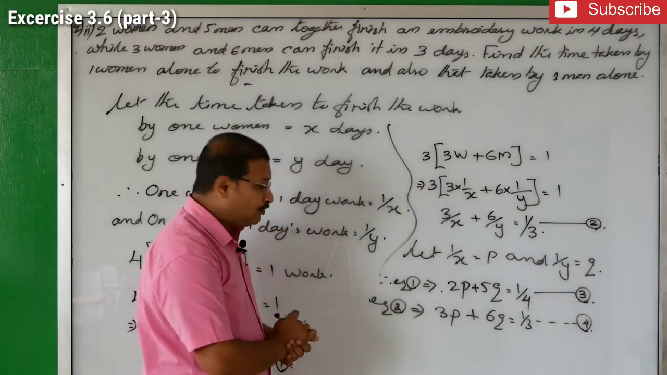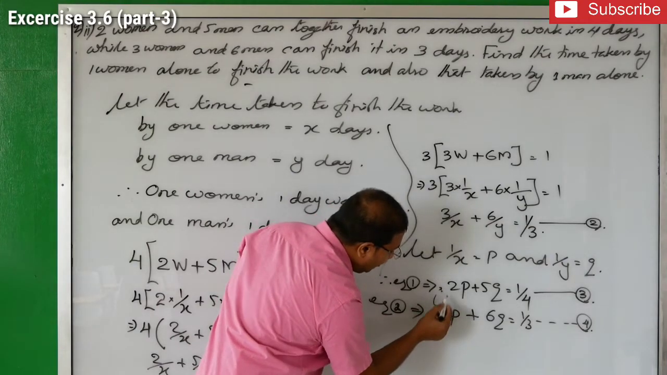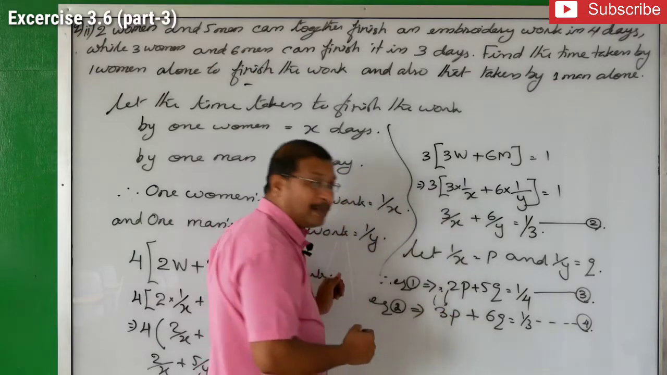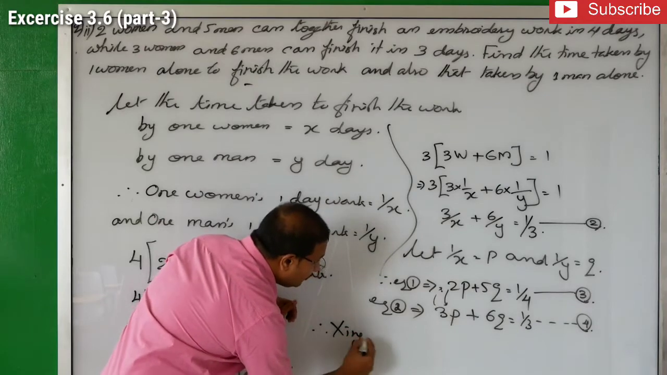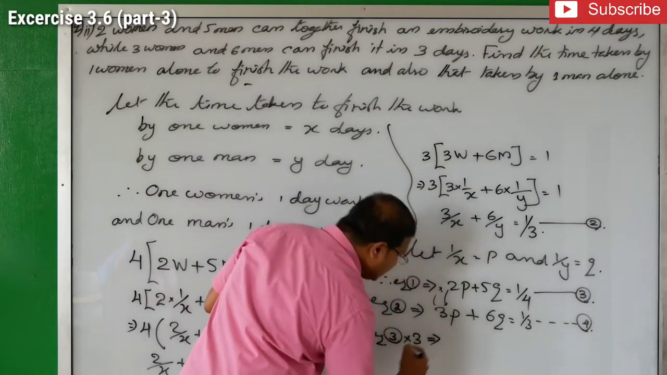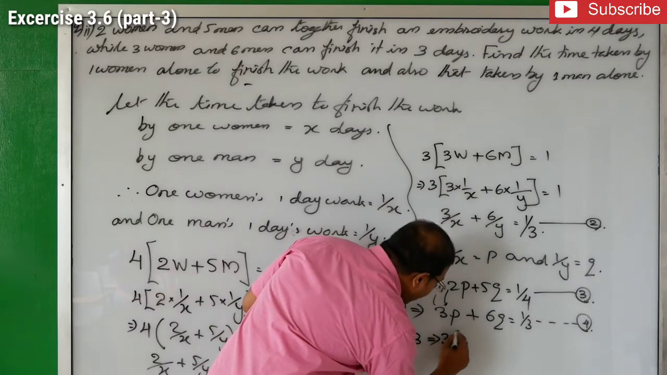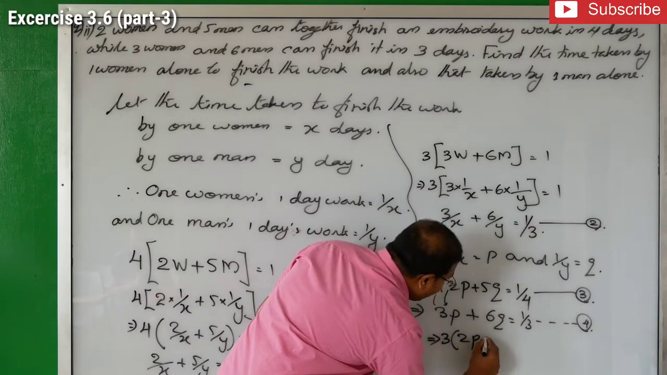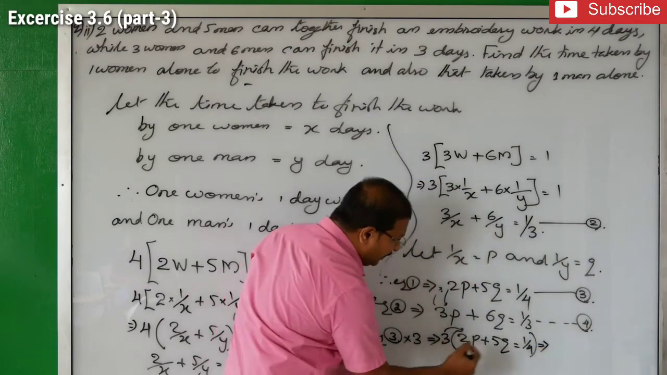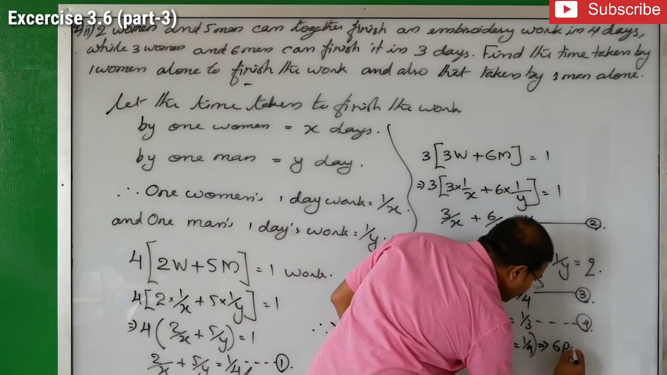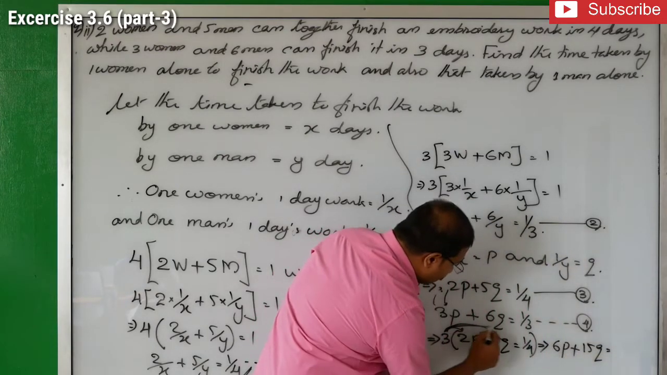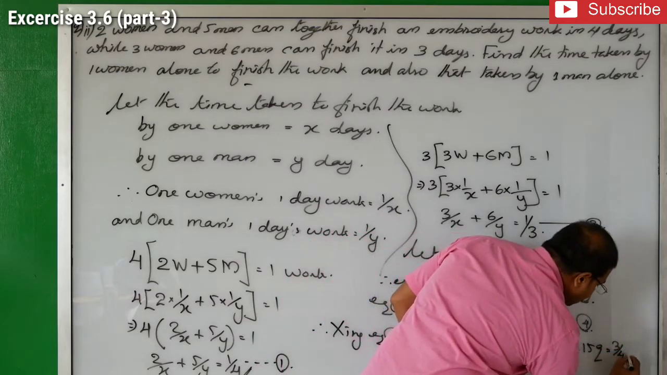Now we will equate the coefficients. Here we will multiply the third equation by 3 and the fourth equation by 2. So equation 3 into 3: 3 into this entire equation, 2p plus 5q equals 1 by 4, gives 6p plus 15q equals 3 by 4. This is equation number 5.